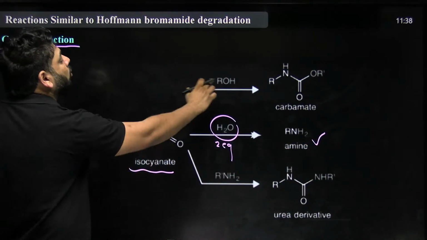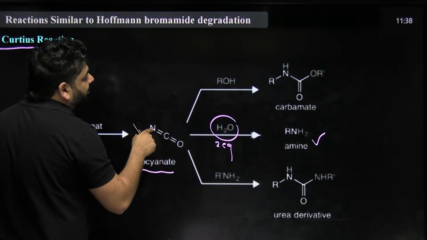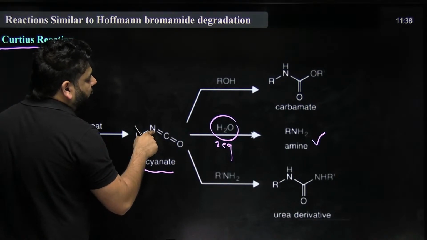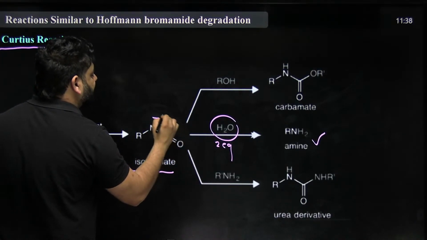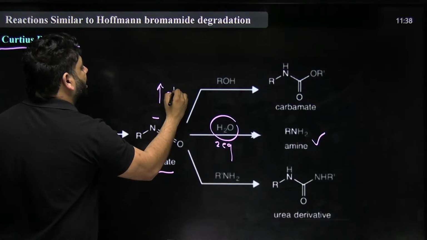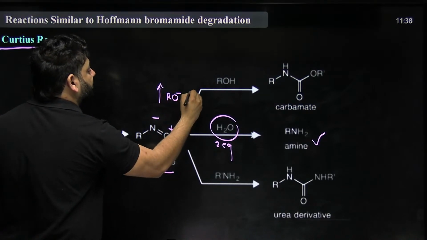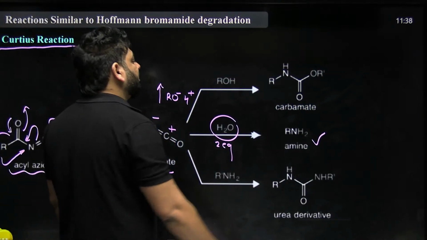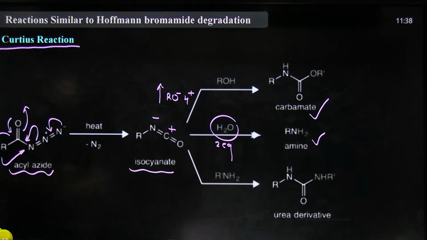But if you are using an alcohol, ROH, then nitrogen will be acquired with one equivalent of this, like make it like carbon, nitrogen, plus, and then the attack of RO minus and H plus. Then you will see the product. This will become RNH, C double bond O, OR, which is a carbamate, some alkyl ester type of compound.